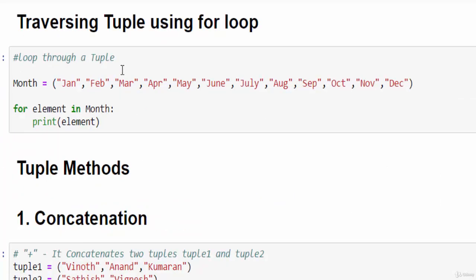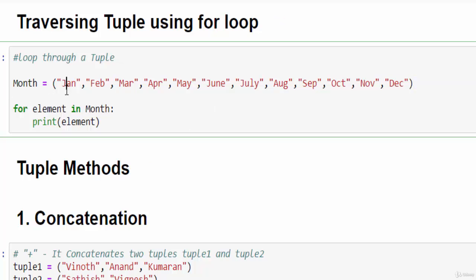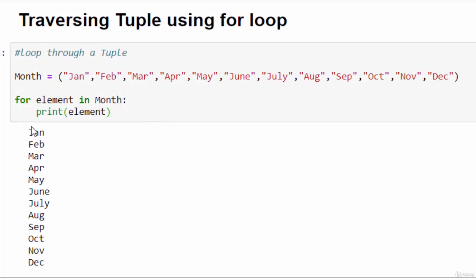The next topic, how to traverse a tuple using a for loop. In the list we mentioned the square bracket, I just replaced the square bracket with parentheses. Then using a for loop, for each element within the month tuple, I'm trying to validate each value one by one, then printing each element. Just run it, each value is displayed here. This is how you iterate the values from tuples using a for loop.